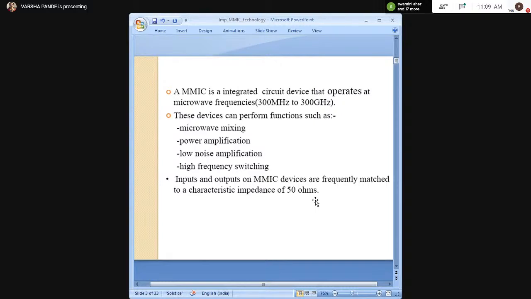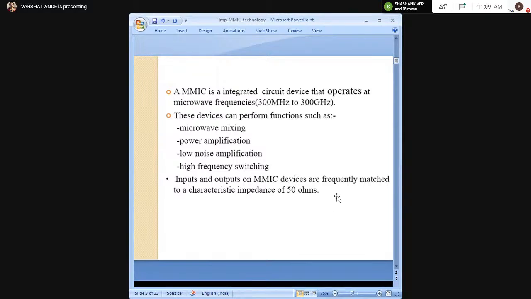Now, the frequency range is near about 300 megahertz to 300 gigahertz. Whatever circuits are required for communication at these frequencies are fabricated by using mimic technology. These devices can perform functions such as microwave mixing, power amplification, low noise amplification, and high frequency switching. That is the main advantage.